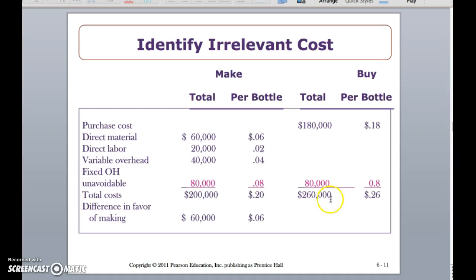So the company would have to pay $260,000, which is $60,000 more than if they make. If we look at the per unit cost, they would pay 6 cents more to buy than if they make the bottles.